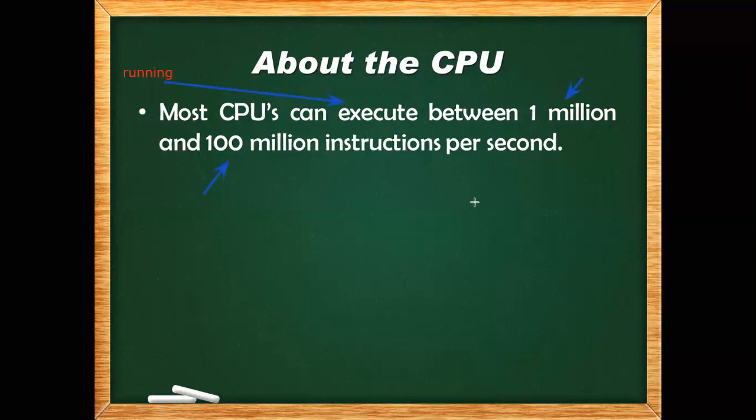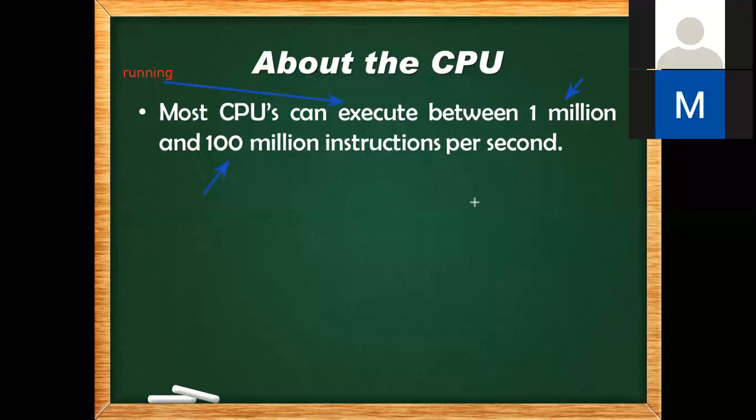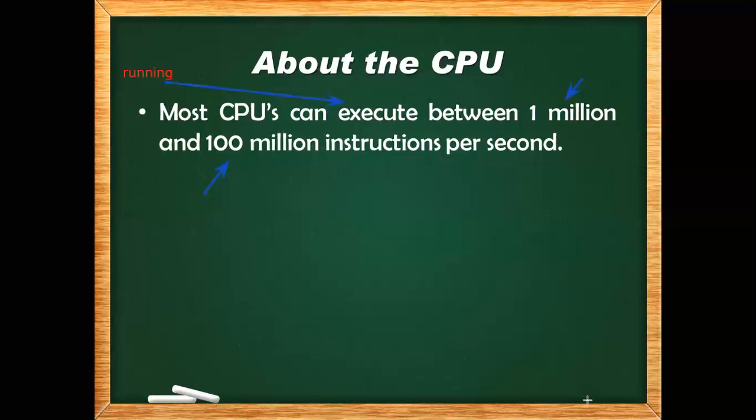So the point is, many CPUs run between 1 million and 100 million instructions per second. Does everybody understand this? Yes, sir. Okay, so let's move towards the next one. What is the next one?